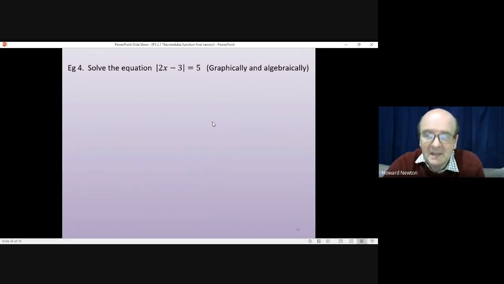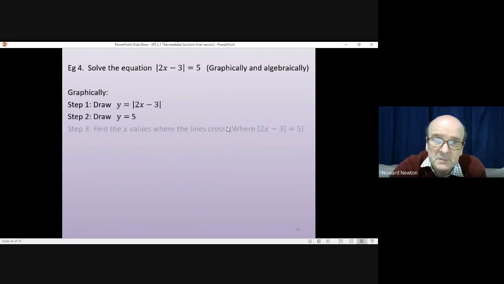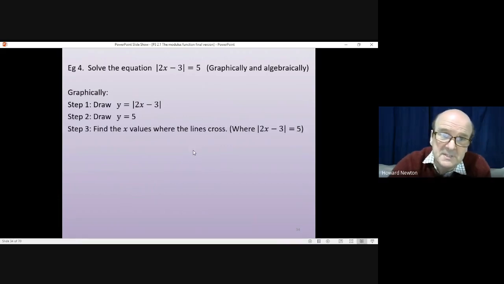Okay. Have a go at this one yourselves, doing it exactly the same as we did there. So you've got the equation, the modulus of 2x minus 3 equals 5. You're going to solve it graphically. You're going to solve it algebraically. I'll put up some reminders for you because there's quite a lot of steps here.